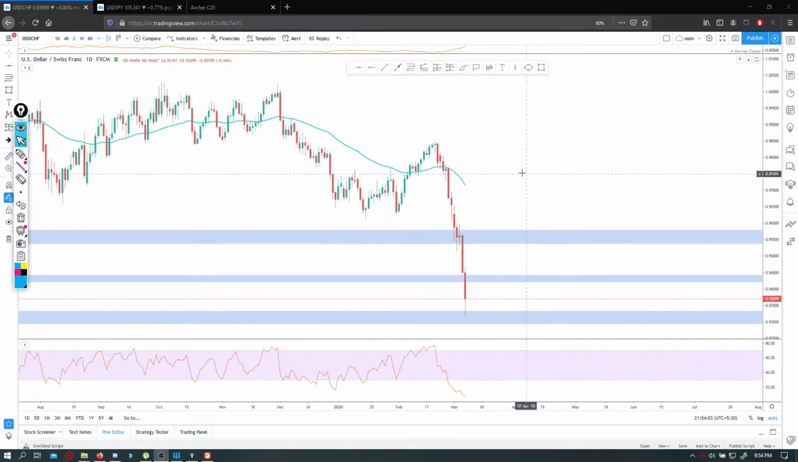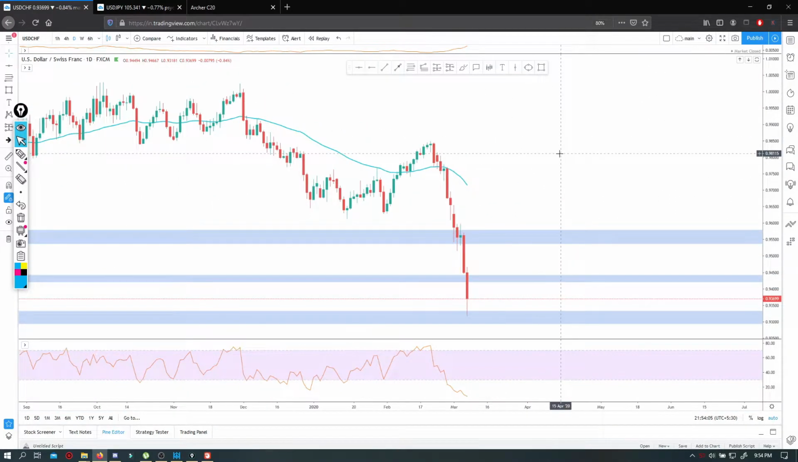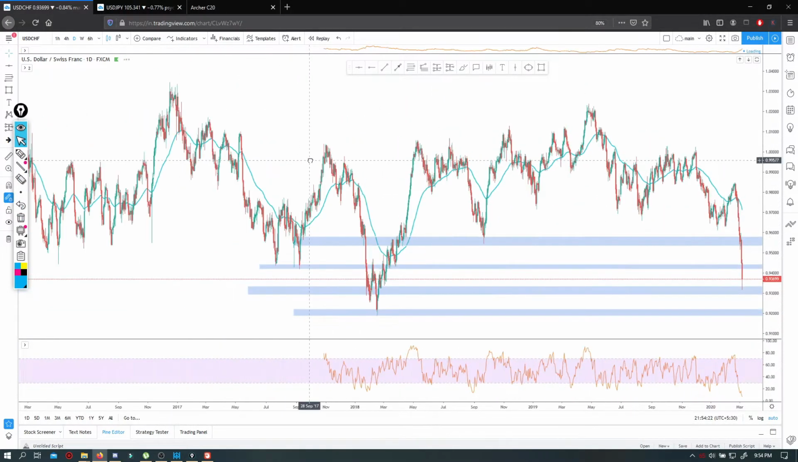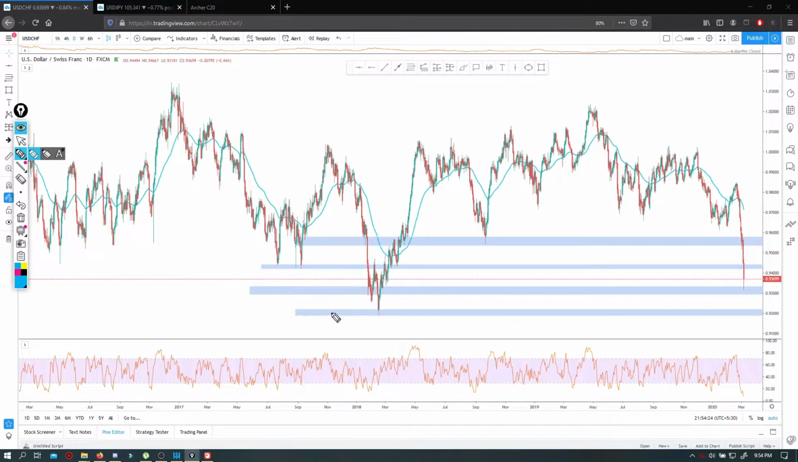The second pair is USD Swiss. As you can see, USD Swiss is in a very nice downtrend. If we look at the last daily candle, we see that there is a nice rejection in this candle. And if we look left, we can see that these zones are pretty well tested.